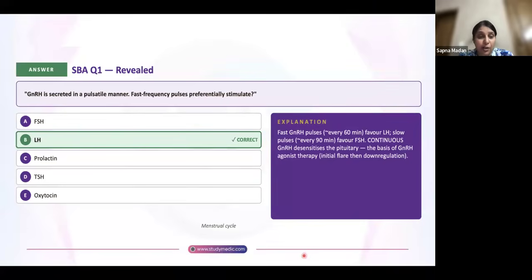And continuous GnRH will desensitize the pituitary, and this is the basis of GnRH agonist therapy, to down-regulate, and then they will start the artificial reproductive treatment.